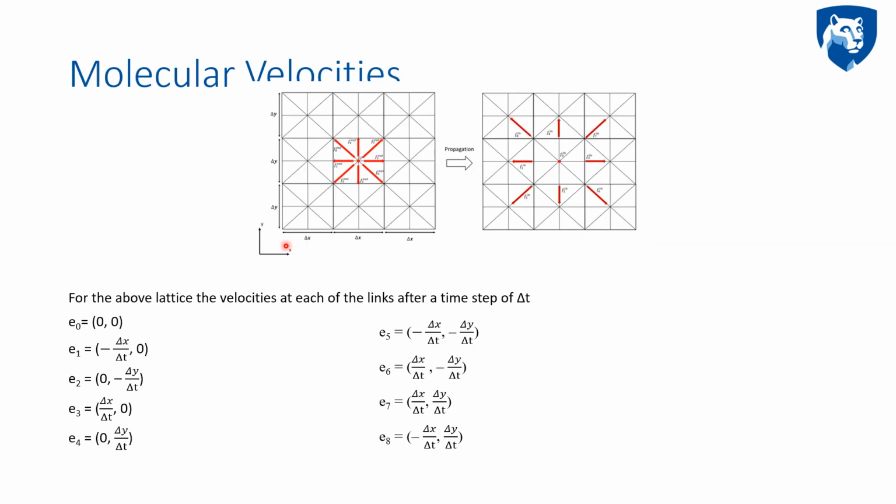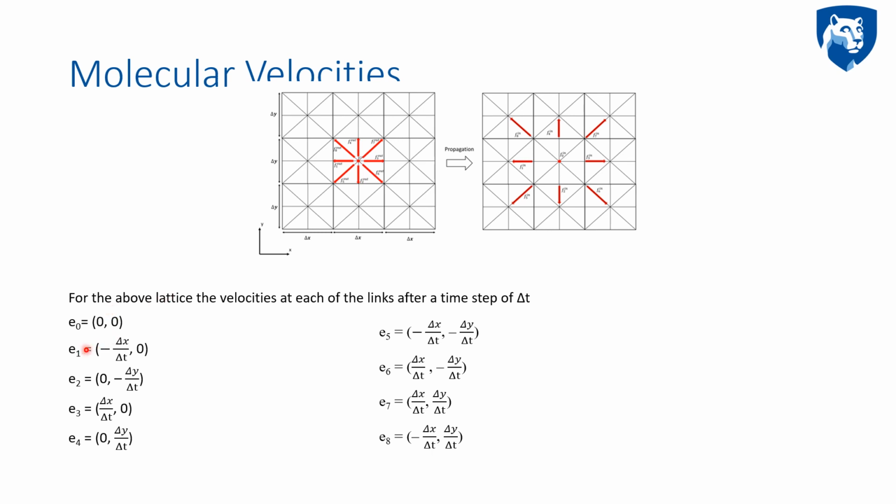So say we have a system in which the lattices have a length of delta x and a width of delta y, and the time step of the simulation is delta t. We can figure out what the velocity of each of the links will be. For example, if E0 corresponds to the velocity of the distribution function F0, the velocity is going to be 0, 0 since it's not moving anywhere.